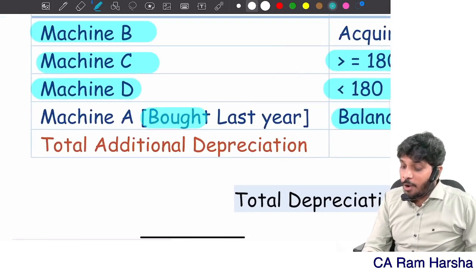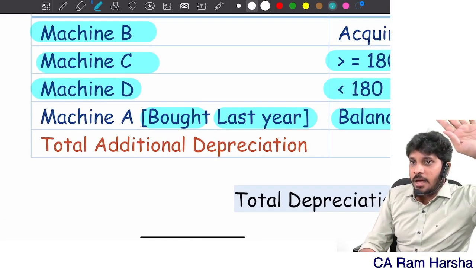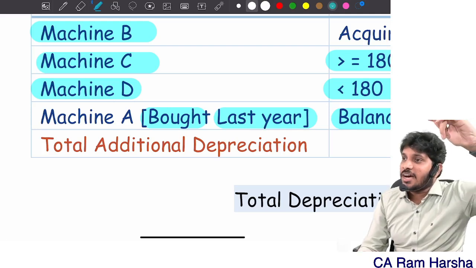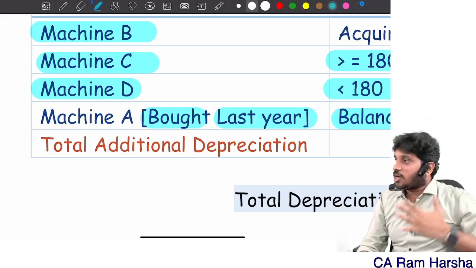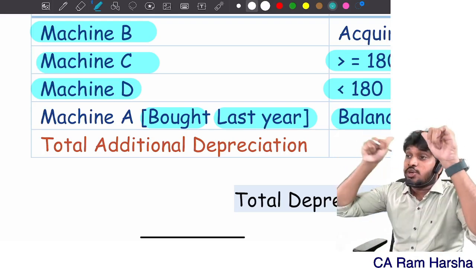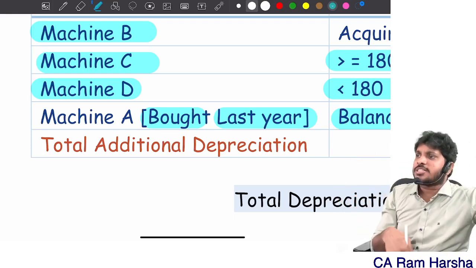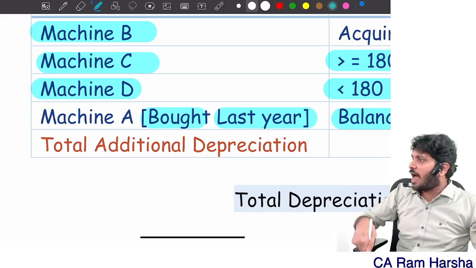Suppose I bought an asset last year, sir. In that year I used it for less than 180 days, sir, and I got additional depreciation at 10%, 10% of actual cost only they gave me. I have another 10% eligibility. When should I claim it? Next year, nothing but current year. Last year I claimed only 10%; this year I can claim the balance 10%.